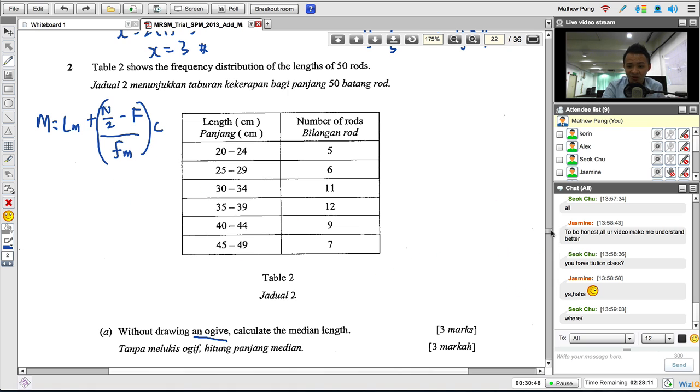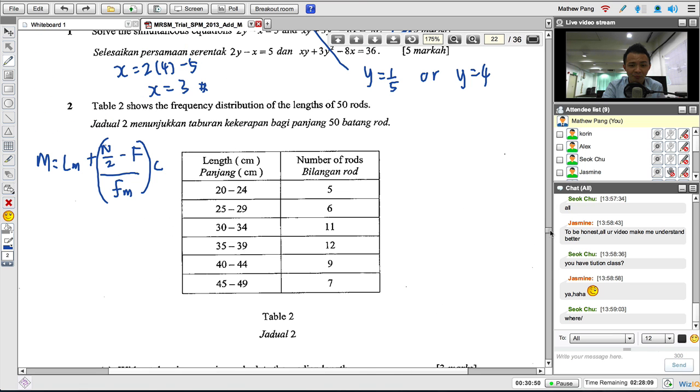Since this one is 3 marks, I think it should be quite simple. First, you want to find which one is the median class. You have to sum up the total frequency, but most of the time the question will give it to you, which is 50. So the total frequency is 50, and the median position is 25, or 25.5, depending on which formula you use. Some reference books say (n plus 1) over 2 to find the median class, so 50 plus 1 over 2 is 25.5.